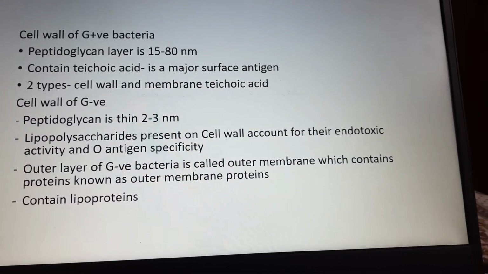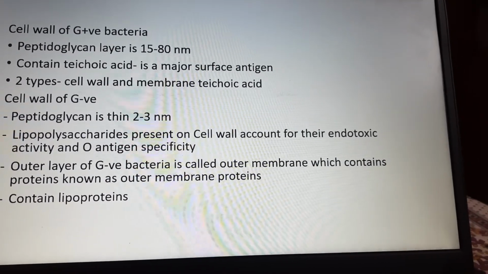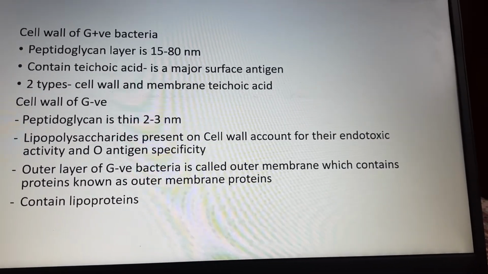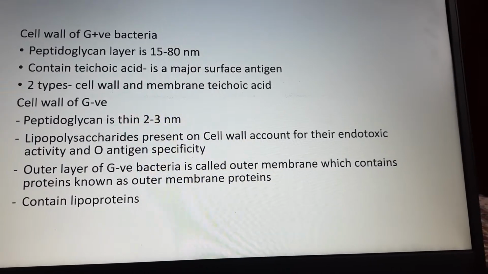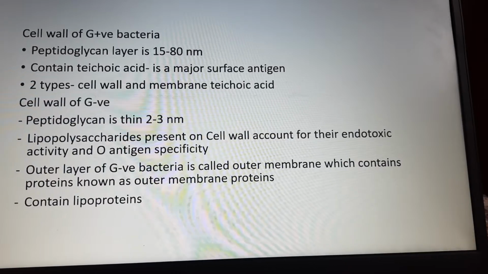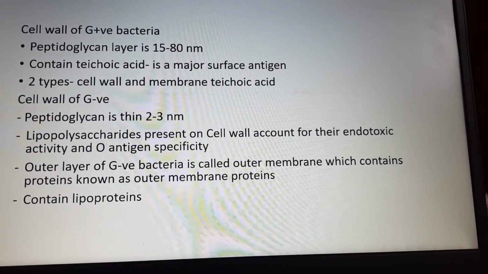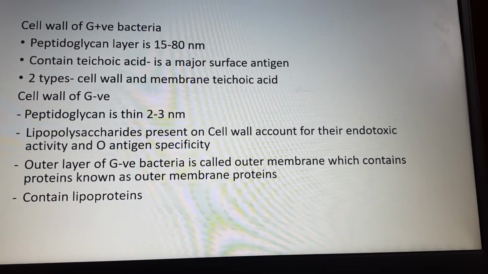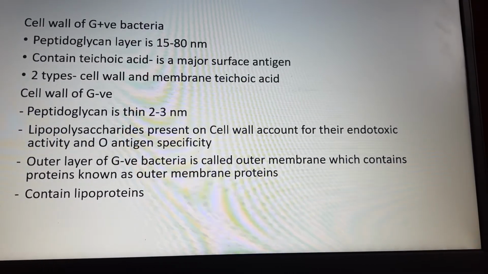Now we will see about the cell wall of gram-positive bacteria. What is the difference between the composition of gram-negative and gram-positive bacterial cell walls? In the cell wall of gram-positive bacteria, the peptidoglycan layer is about 15 to 80 nanometer thick and it contains teichoic acid, which is a major surface antigen, and they are of two types, cell wall and membrane teichoic acid.